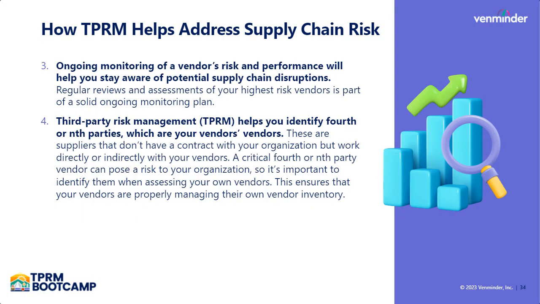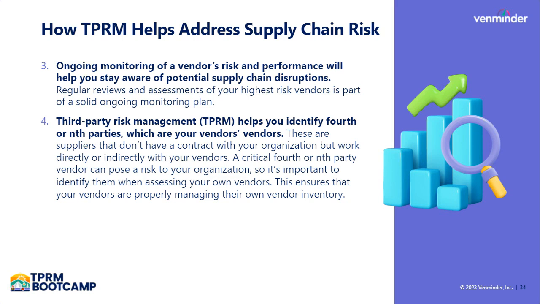And once you get past that initial vendor vetting, you want to look at ongoing monitoring of a vendor's risk and performance. This is going to help you stay aware of potential supply chain disruptions. Regular reviews and assessments of your highest risk vendors is part of a solid ongoing monitoring plan, and that's just going to include that supply chain.